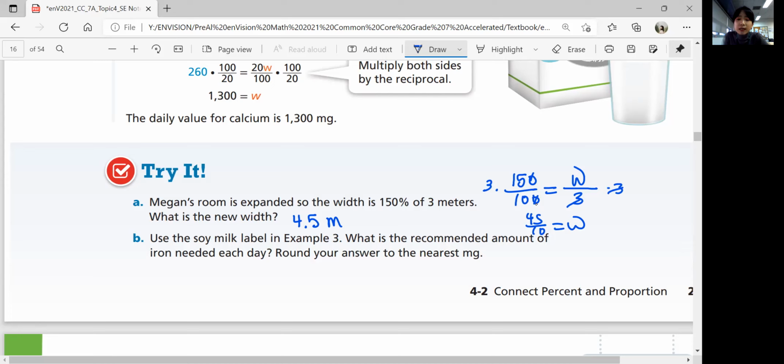That is your new width. So from 3 meters, it expanded by half as much, so that's 150%, and it became 4.5. It makes sense because half of 3 is 1.5.